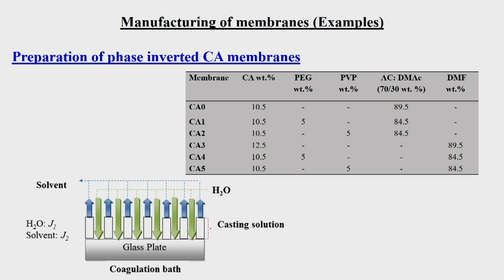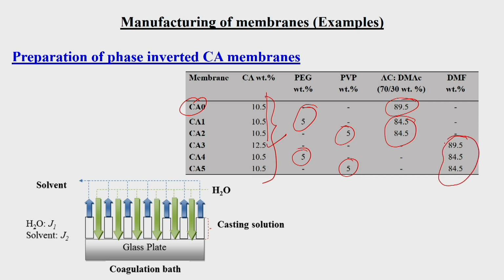So, this is a typical composition of the cellulose acetate polymeric membrane. Suppose the different membranes are there, and the cellulose acetate concentration is fixed at 10.5, and sometimes 12.5 also. The PEG concentration is kept sometimes at 5%, and PVP is also taken as an additive. Acetone DMSO is taken sometimes at 89.5%, somewhere it is 84.5%, and DMF is also taken sometimes at 89.5, sometimes 84.5. So, there are so many combinations, but the optimum composition is shown here.